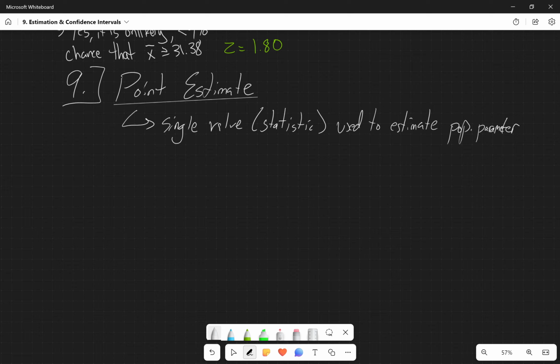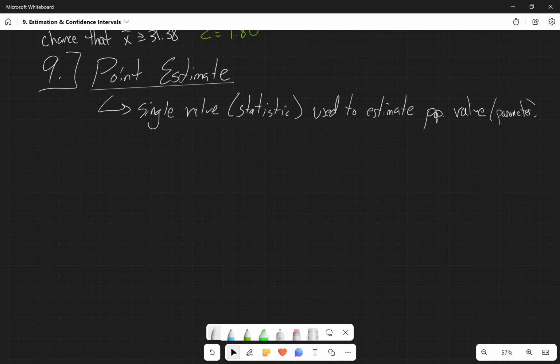To a population value, which we call a parameter. So this is a statistic computed from sample information that estimates a population parameter.